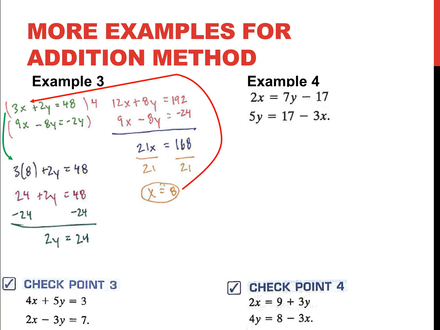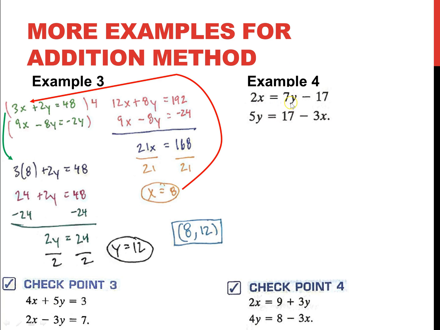I'm just isolating for the y, and when I do, that coordinate point is x is 8, y is 12. So 8 comma 12 is where those two lines intersect. Awesome. So example 4 is a little bit jacked up, and here's why.